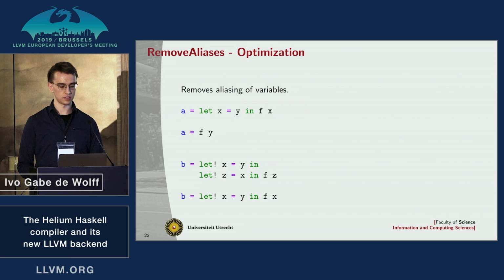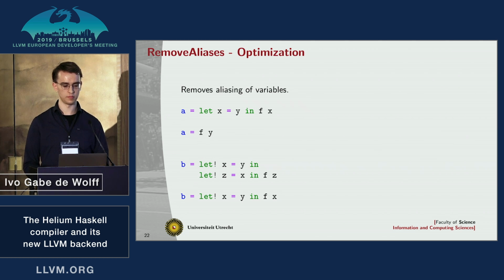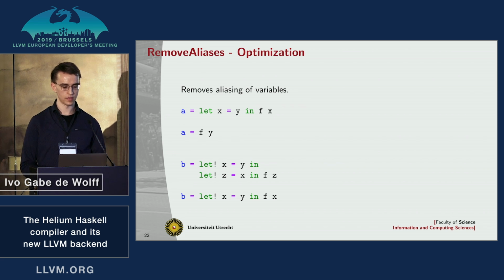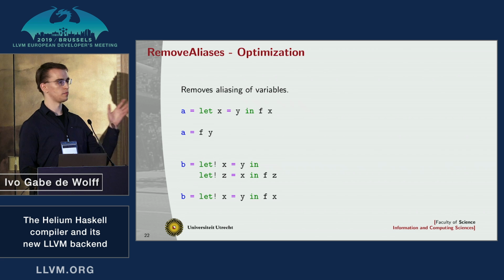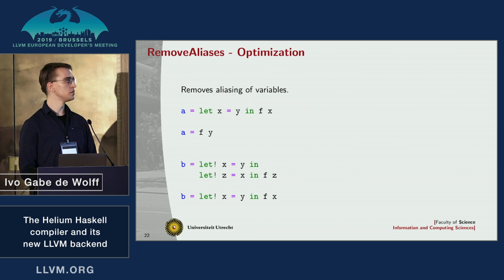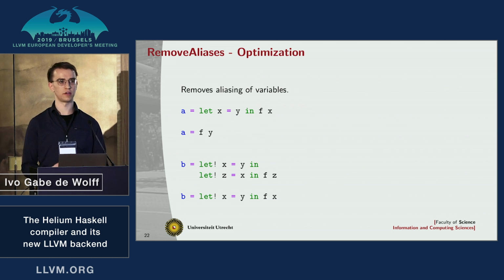The next pass is removedalias, which is a simple optimization. It tries to remove aliasing of variables. So in the top example, there is an aliasing of the form x is y. And in the bottom example, there's a similar example, but then with strictness. So we do this both for lazy let declarations and strict let declarations. The exclamation mark denotes that an expression is evaluated strictly or eagerly. We can only inline if the right-hand side was already strict, as we would otherwise lose some strictness information.